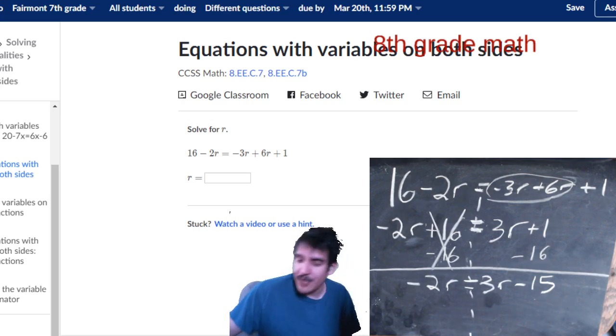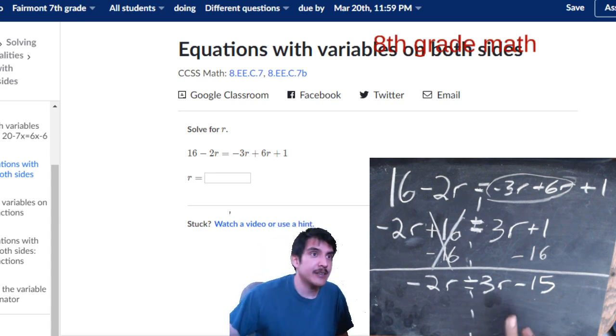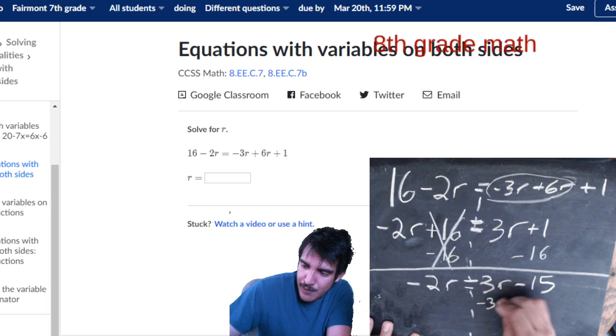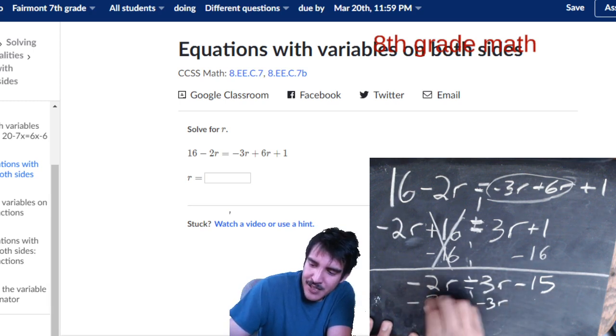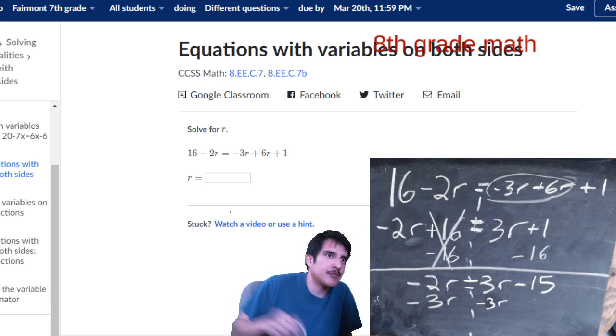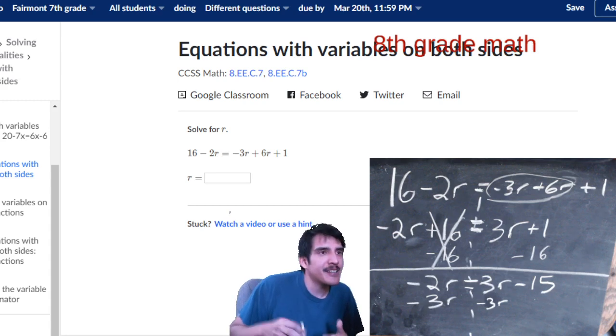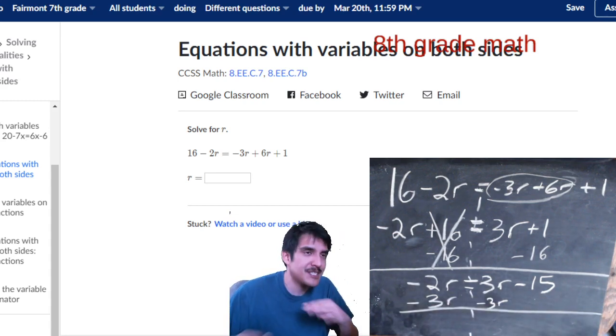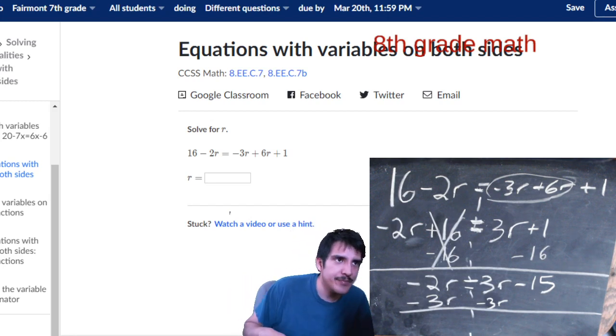But we want to get rid of this 3r right here. How do we do that? We subtract it. Okay, so minus 3r. And please do me a favor. So many people, when they subtract 3r, they'll say minus 3. No, it's not just minus 3. It's minus 3r. All right, don't forget that variable because it means something completely different.